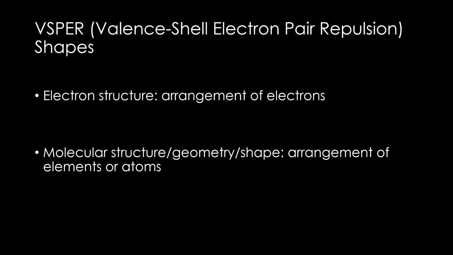The electron structure and molecular shapes share some common names, especially when there are no lone pairs of electrons around the central atom. In the presence of lone pairs on the central atom, the molecular shape will have a different name from the electron structure.